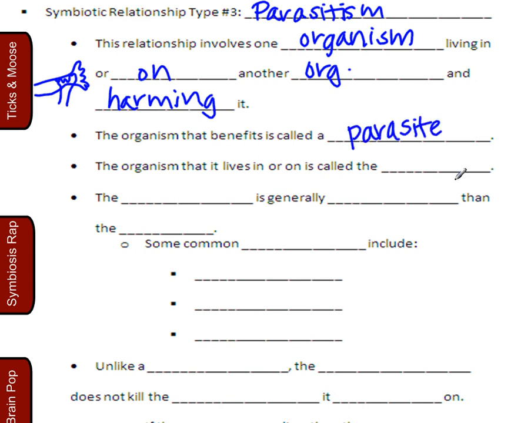Okay, the organism that this relationship benefits is called the parasite. And the organism that it lives in or on is called the host. Like when you host a dinner party, you might say, oh, come on in. Can I take your jacket? Would you like something to eat? That's a host. And essentially, you're inviting that in for 3 square meals a day and then some, even if you didn't really want that parasite. That's what's happening. So the host is generally bigger than the parasite.